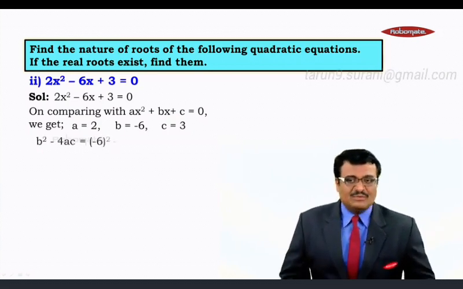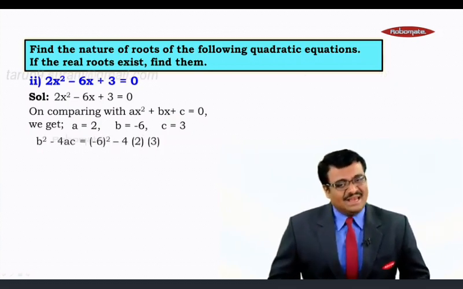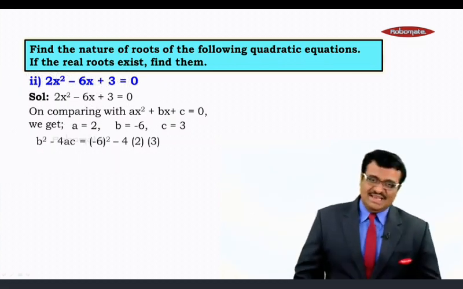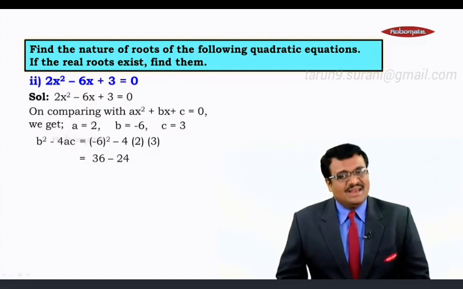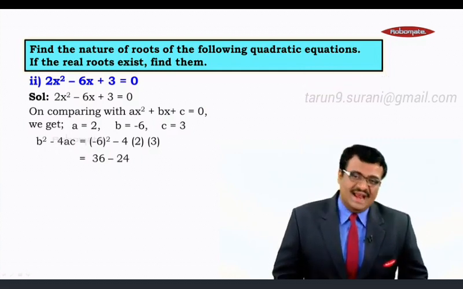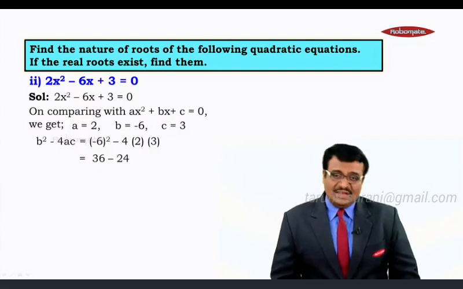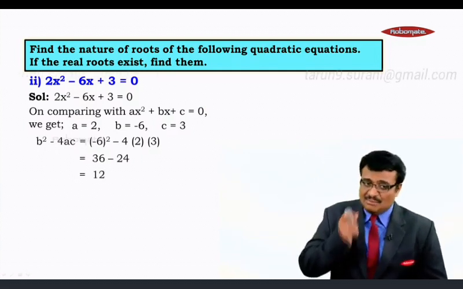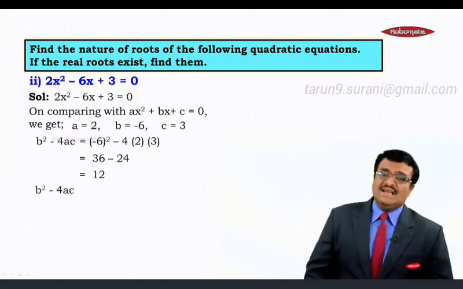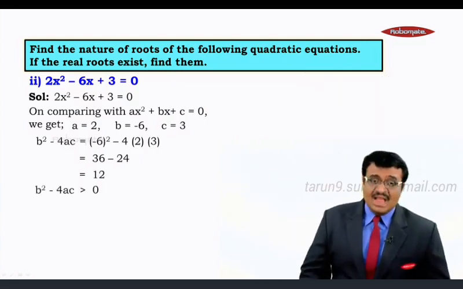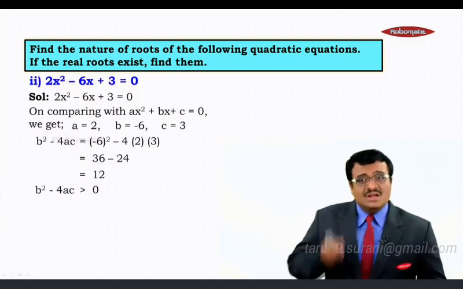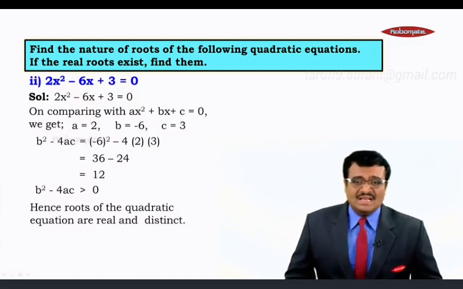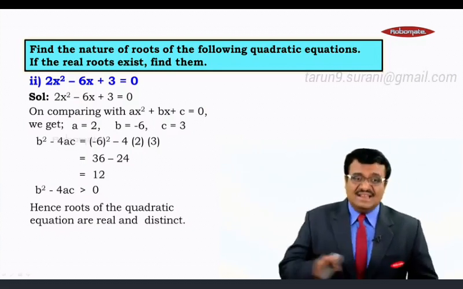So b square minus 4ac is equal to minus 6 square minus 4 into 2 into 3. Minus 6 square is 36, minus 4 2s are 8, 8 3s are 24. So 36 minus 24 comes out to be 12. And this 12, is it a positive number? Yes. So we can say b square minus 4ac is greater than 0. And if b square minus 4ac is greater than 0, what is the nature of the roots? We can say the roots of the quadratic equation are real and distinct.